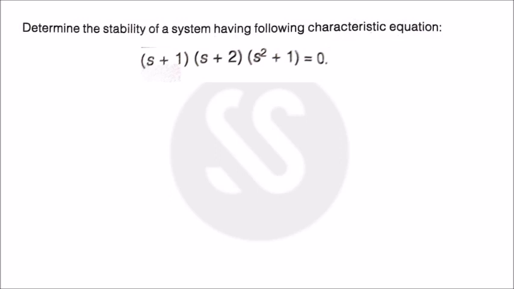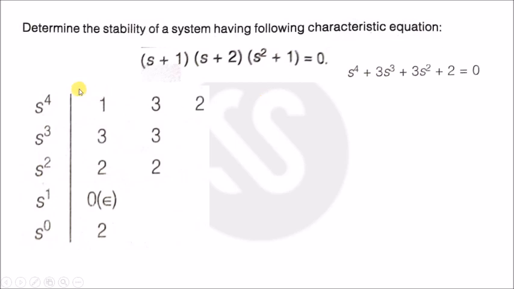So this system is obviously marginally stable. Without doing this, sometimes we can guess, but whenever there is a long question, if you directly write the answer, you will not get the marks. So we have to go through the procedure. My first step is to remove the brackets, and the equation becomes s to the power 4 plus 3s cube plus 3s square plus 2 equal to 0.